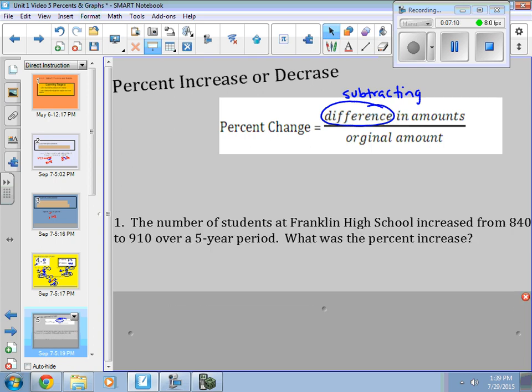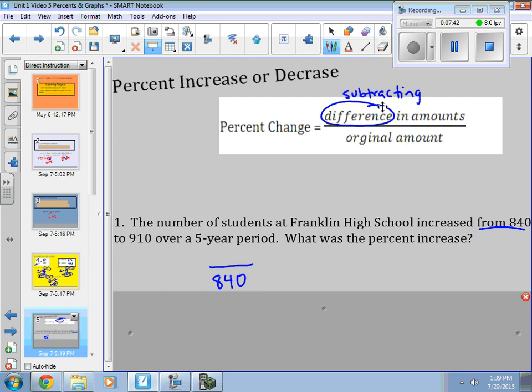Let's look at some examples of these problems. The first one on your sheet says the number of students at Franklin High School increased from 840 to 910 students over a 5-year period. What is the percent increase? Okay, so what we want to do is find those two things. Let's start with the original amount. What was the original amount here? Well, it said from 840, so we want to put 840 on the bottom. And then what we need to do is find the difference in the amount on the top.